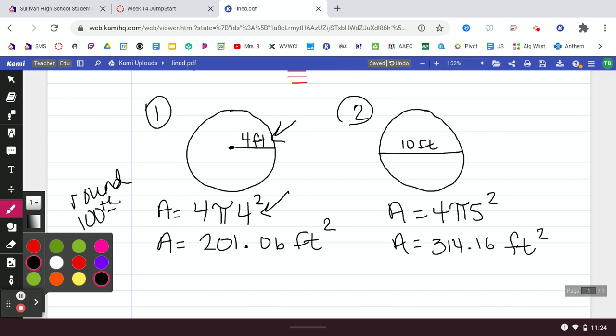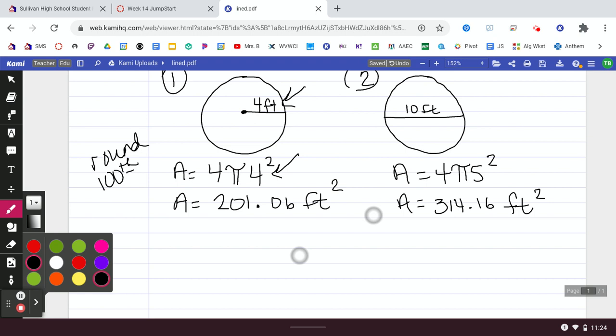Okay, so honestly, the hardest part of this, and I say hardest, it's not hard, it just takes a little bit of concentration, is remembering: is the picture giving you radius or diameter? If it's giving you radius, use that. If it's giving you diameter, cut that in half.